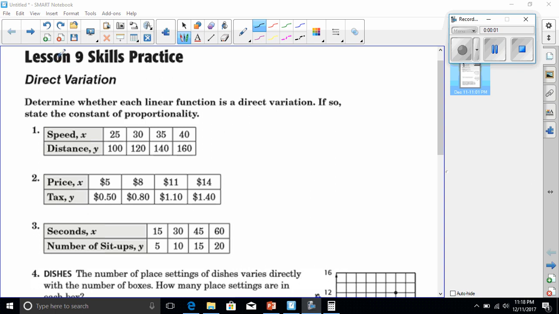Going to be doing our lesson 9 skill practice, direct variation. Determine whether each linear function is a direct variation. If so, state the constant of proportionality. Well, is this a direct variation?